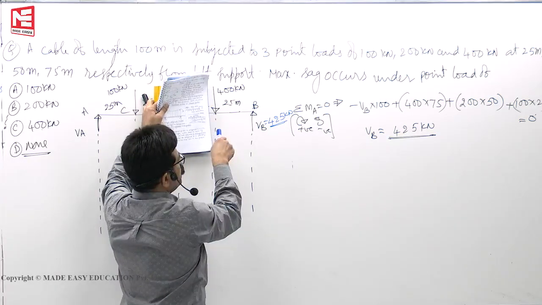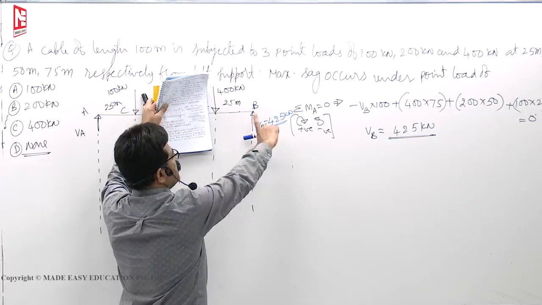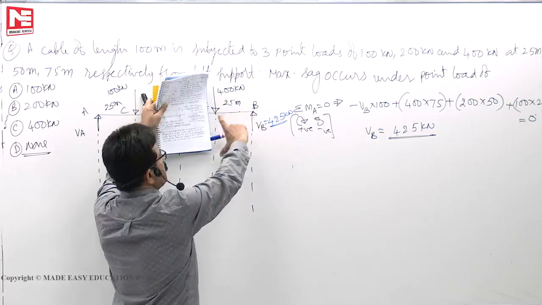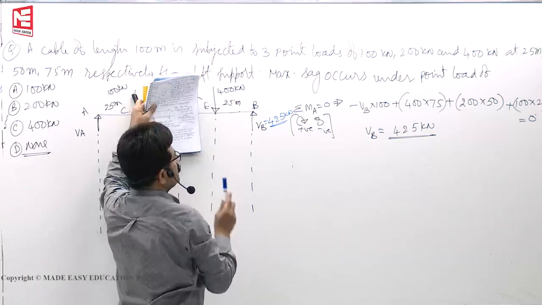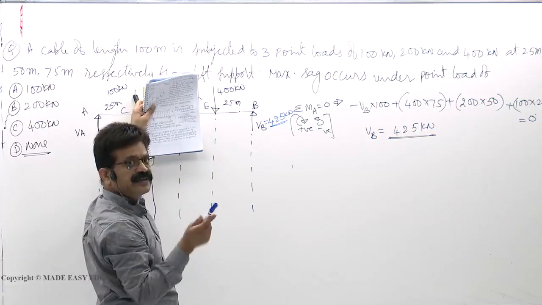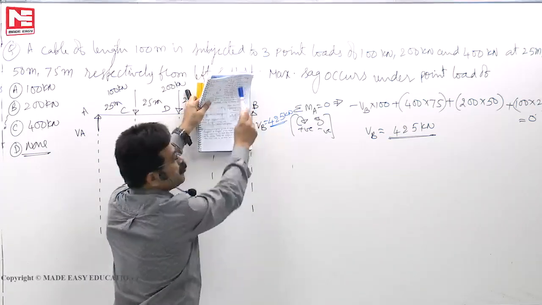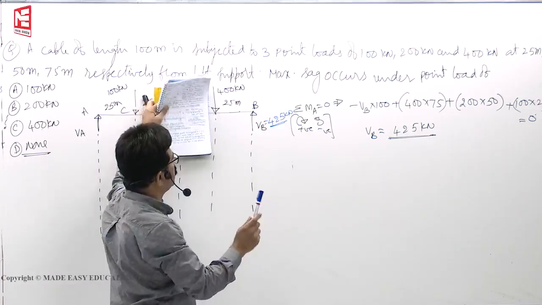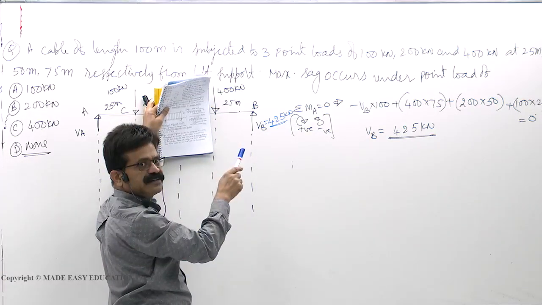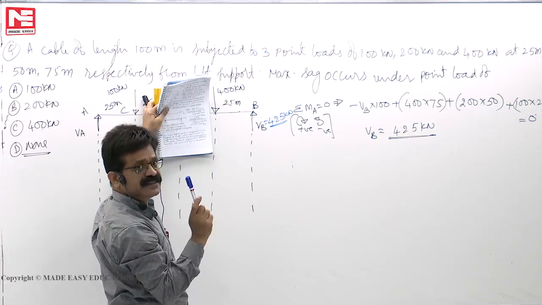Section right side downward is positive. Section right side upward is negative. Initially 425 was there. By the time you come here, it becomes 25. 425 minus 400 is 25 only. Minus 25. Here it is section right side upward, negative, minus 425. Come here, plus 400, minus 425. Minus 25 only. Shear force didn't change its sign.